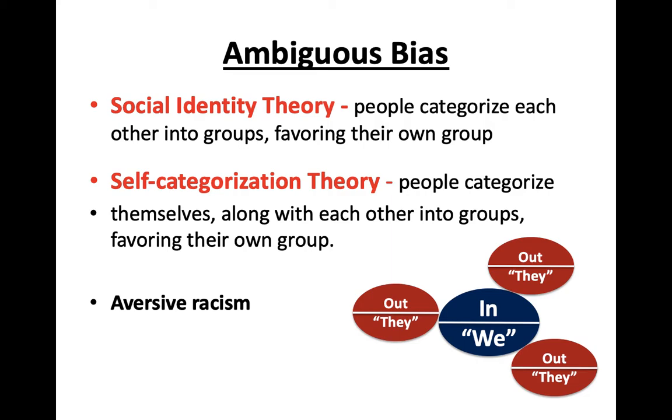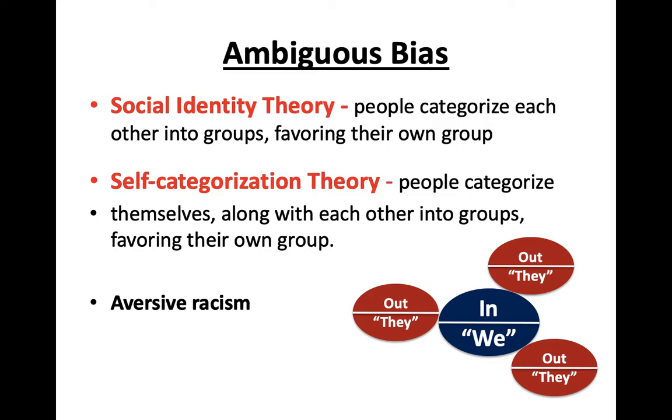It's this idea which is the basis for self-categorization theory, and the idea here is that people categorize themselves along with each other into groups, favoring their own group. So both basically say the same thing: we categorize ourselves into in-groups, we categorize others into out-groups, and we will end up favoring our own group.